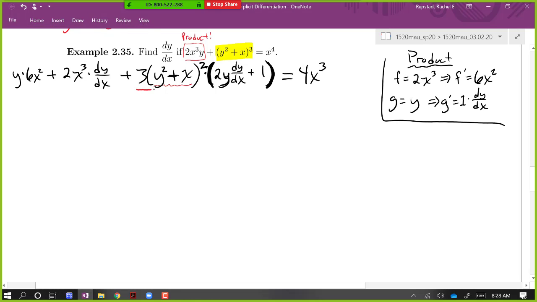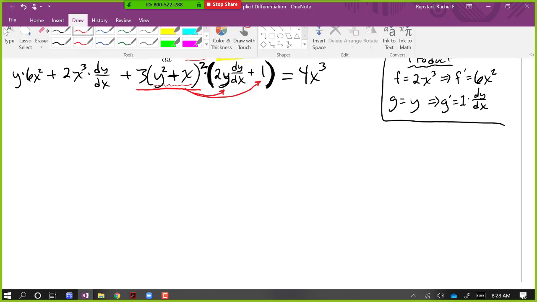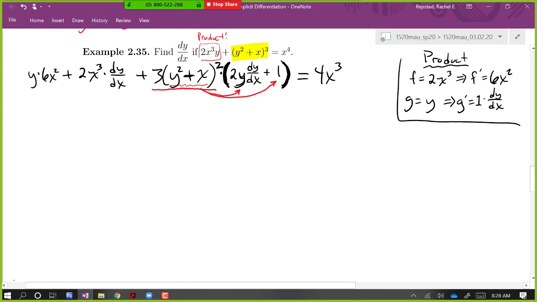So we have this stuff, right? This 3 times parentheses squared is being multiplied by the stuff in the parentheses. To get that dy dx out, I'm just going to distribute it to each of these terms. So on our next line, I'm going to clean up those first two terms as well. So I've got 6x squared y plus 2x cubed dy dx plus.